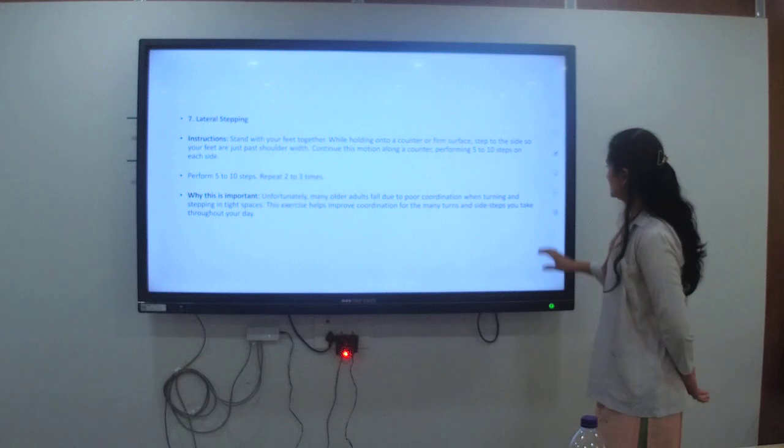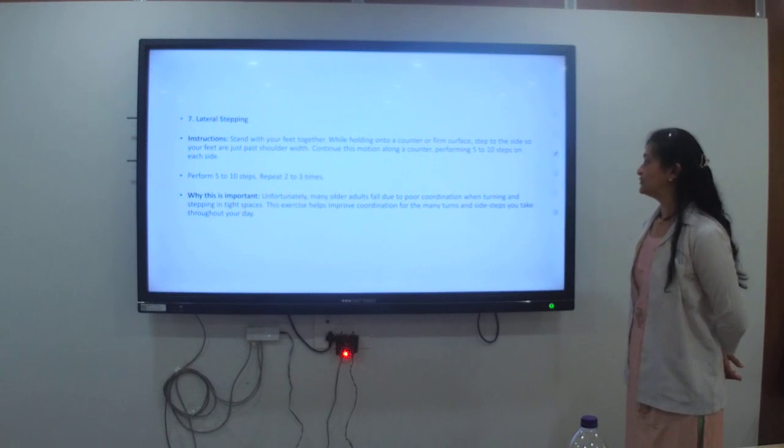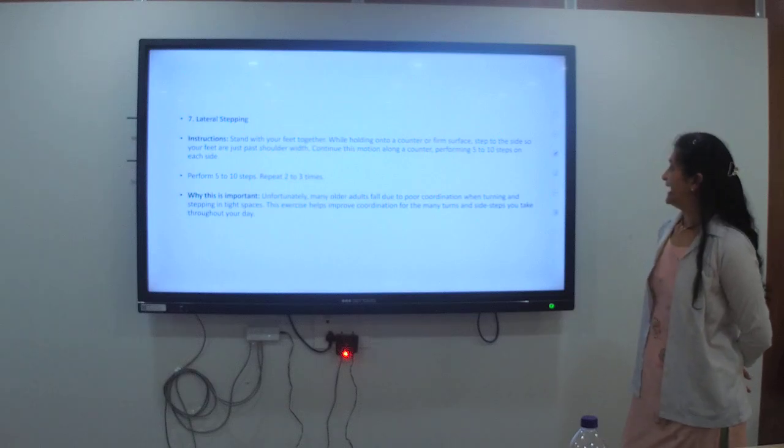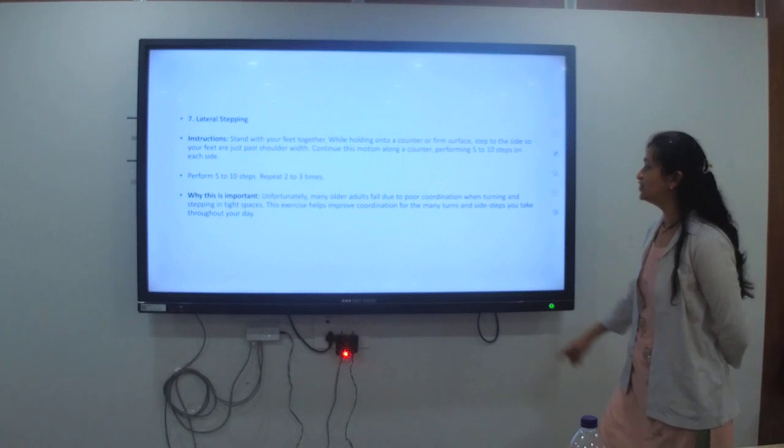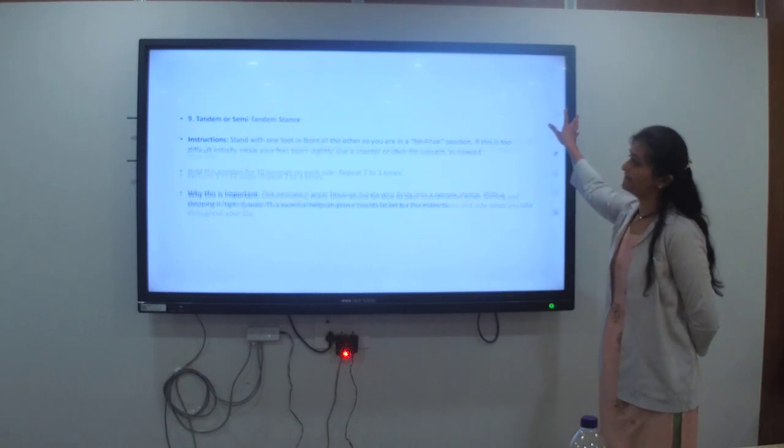Mainly in older adults, falls occur due to poor coordination when turning and stepping in tight spaces. This exercise helps to improve coordination for the many turns and side steps you take throughout the day.